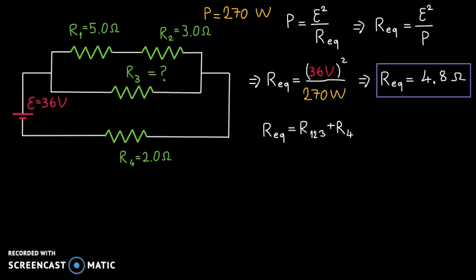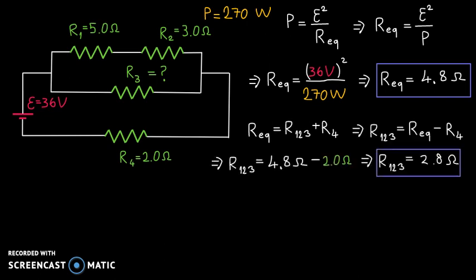So here's the idea. I label the equivalent resistance of the group of three resistors 1, 2, 3 as R sub 1, 2, 3, and that plus R4 is equal to the equivalent resistance that we just calculated. So we're going backward. First, we're going to find R1, 2, 3 by subtracting R4. We get R1, 2, 3 equal to 2.8 ohm.